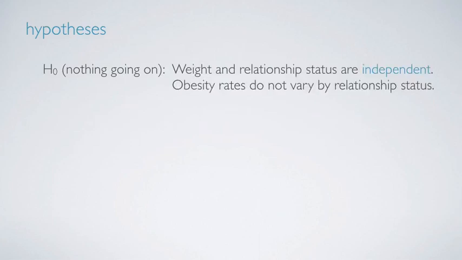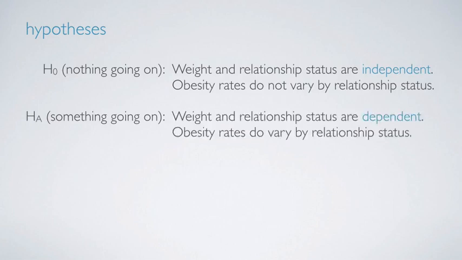The first one is our null hypothesis that says that there's nothing going on. In this case, that means that weight and relationship status are independent, and obesity rates do not vary by relationship status. The alternative hypothesis, as usual, says that there's something going on, and in this case, that means weight and relationship status are dependent, and obesity rates do vary by relationship status.